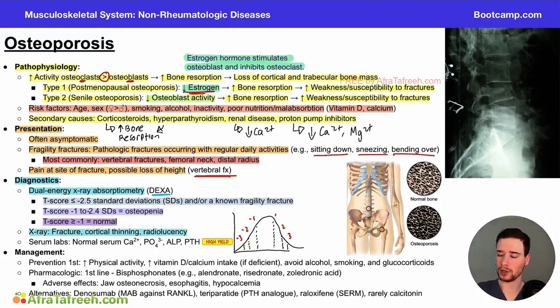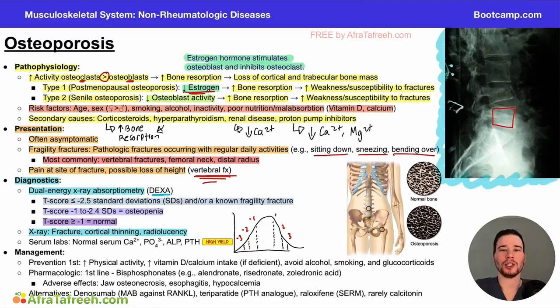I also want to draw your attention over here to the X-ray. If you look right here, you can see a normalish, healthy vertebral body. It's got a nice square shape. It's solid in its structure. But if you look just above it, you'll see a bit of a different shape. You'll see a little bit more compression in the anterior portion, and you have more of this wedge-shaped appearance. This is indicative of a classic vertebral fracture for this patient.